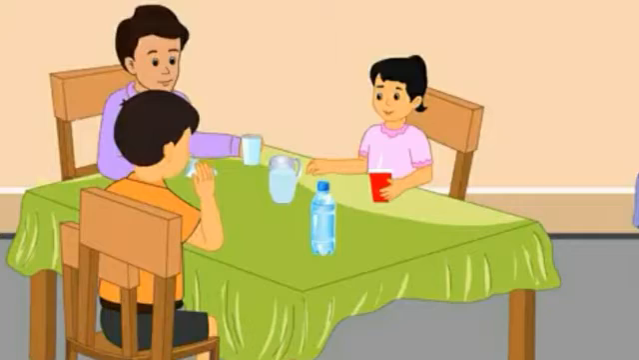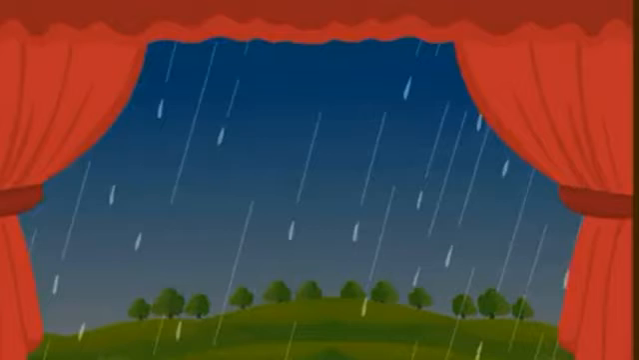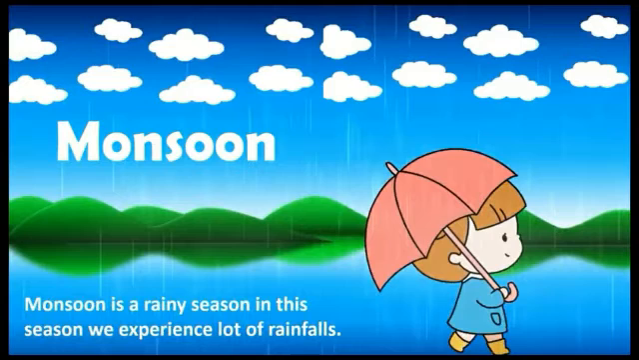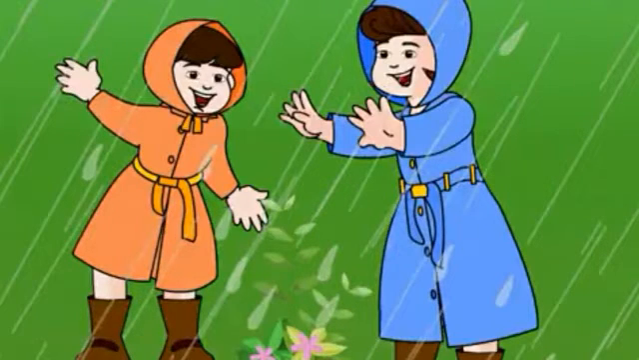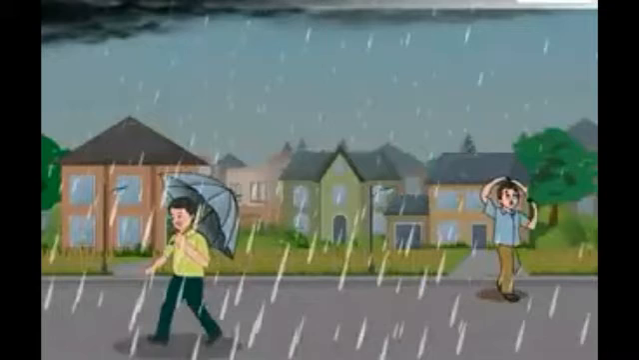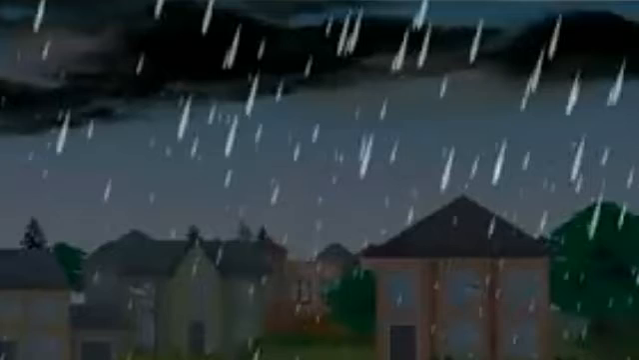Next season that we are going to talk about is rainy season. After the hot summers comes the rainy season. It is also called the monsoon. It brings cool wind and heavy showers of rain with it. We need umbrellas and raincoats to keep dry. The rain washes the dust away. Sometimes we may see a rainbow in the sky, which is very beautiful to look at.